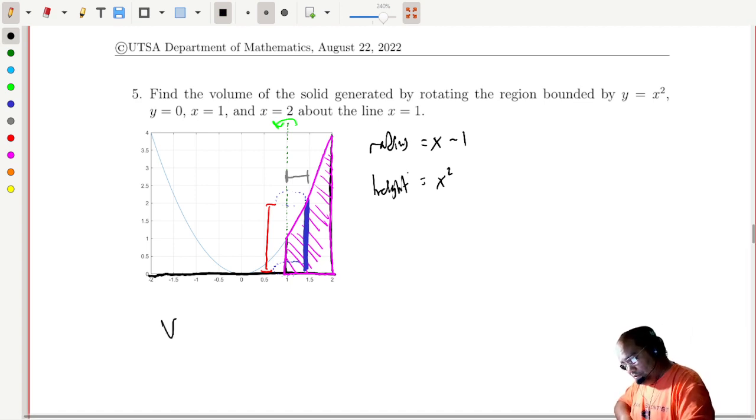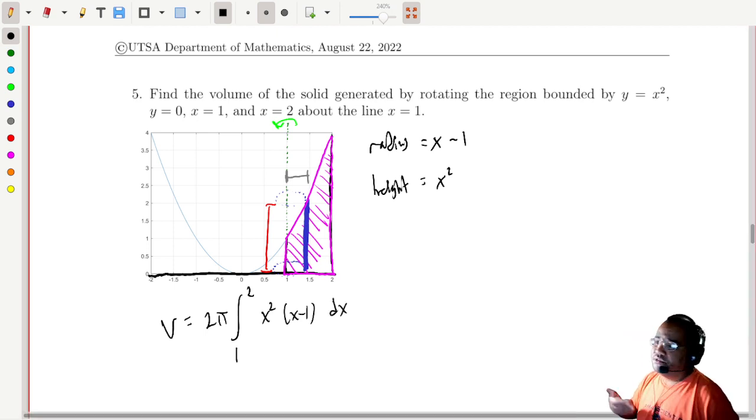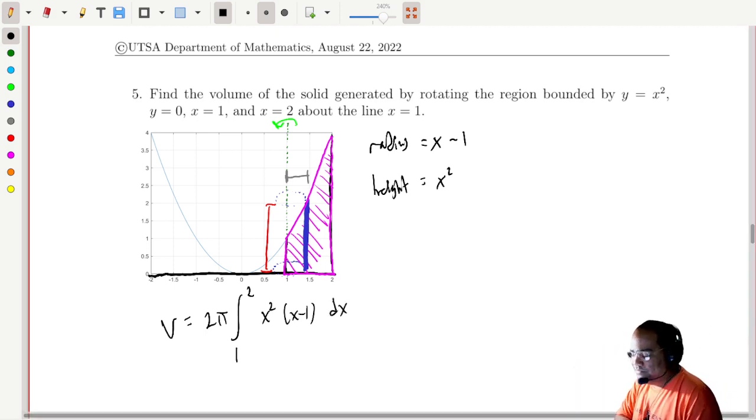So the volume is 2 pi times the integral now from 1 to 2. The shell radius is x minus 1, times the shell height. So x minus 1 is the shell radius, the shell height is x squared, and we have our dx there for the thickness. Okay, area function times dx again.